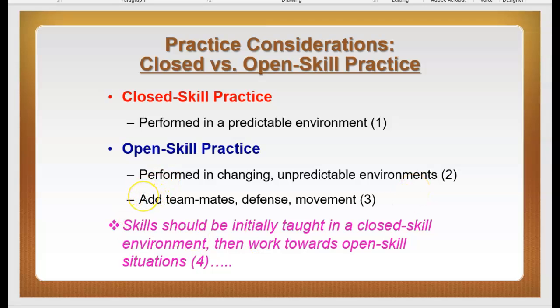It could also be adding in variables such as teammates, defense, or starting to get into a build-up game where you're adding in movement. This could be more of a game situation. You might start off in your open skill practice by tossing the fly ball and making a student run under it and get it. And then when you're adding in more variables, you might toss the fly ball, have a student run under it, catch it, and then throw to a certain base depending on the runner.